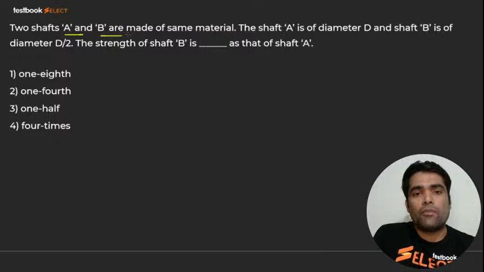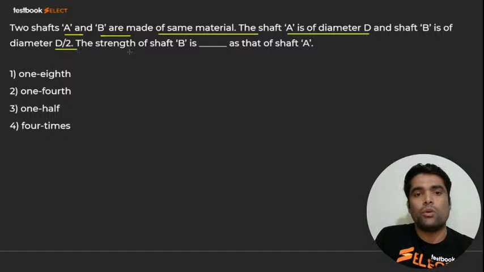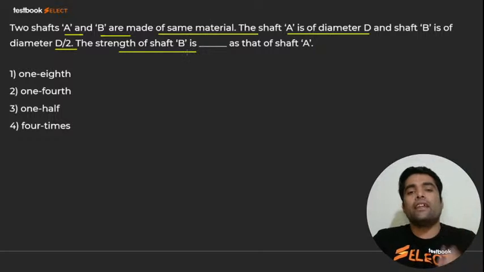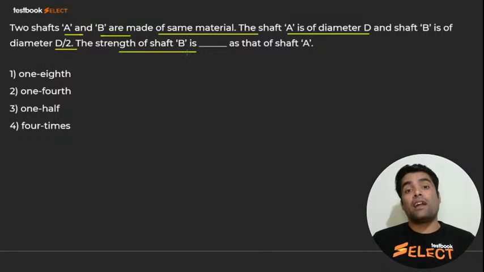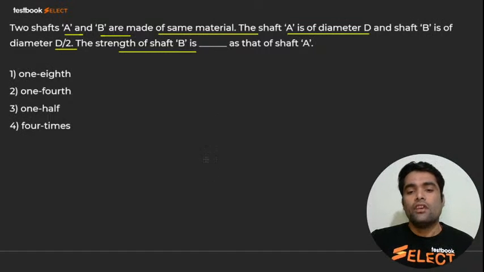Shaft A, shaft B are made up of same material. The shaft A is of dia D, and shaft B is of dia D by 2. The strength of material is defined by what, my dear? Sectional modulus, high na bacha. High na, of course it is. So can you tell me the sectional modulus formula? That is what, my dear?